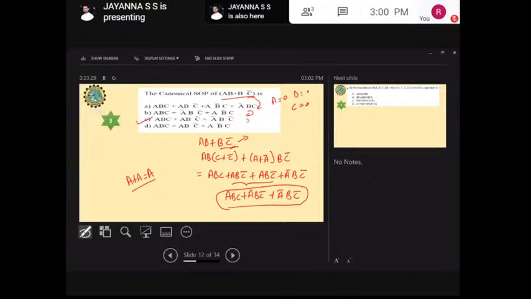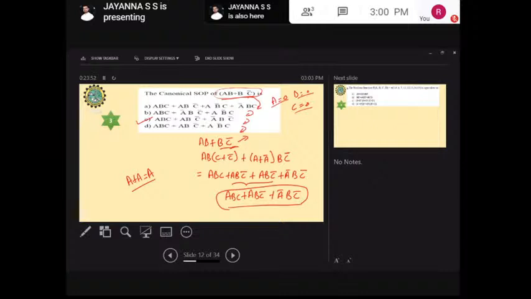If the given equation consists of too many sums, what you are going to do is change the values of A equal to 0, B equal to 0, and C equal to 0, and put them in the equation. The equation which satisfies will be the correct answer. Okay, this is another way of approaching this question.